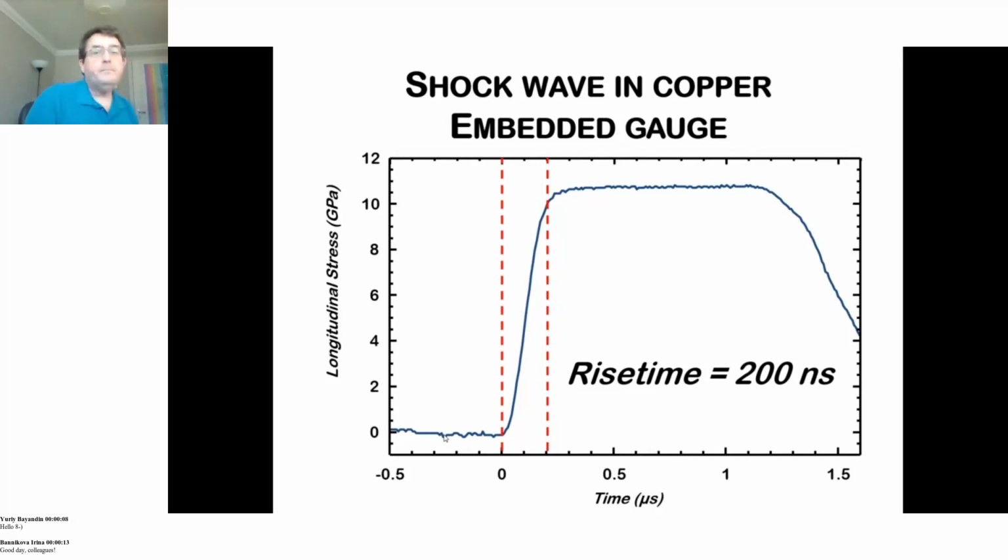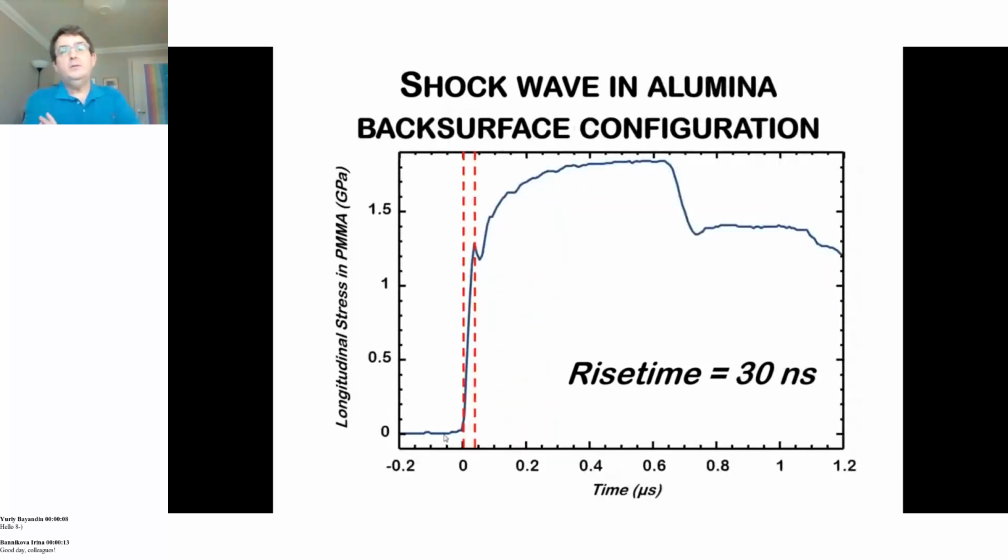If we do a back surface configuration, and I'm using alumina, aluminium oxide here, to show the rise time. And the rise time here we see is around 30 nanoseconds. I've chosen alumina because alumina has a very, very fast rise time in the system. So that is an important factor. Pick something with a fast rise time, generally a ceramic.